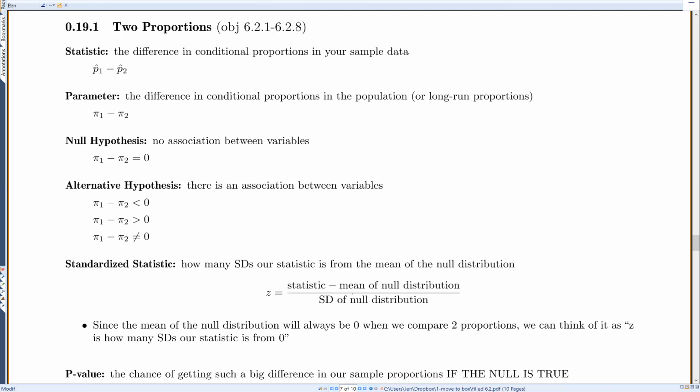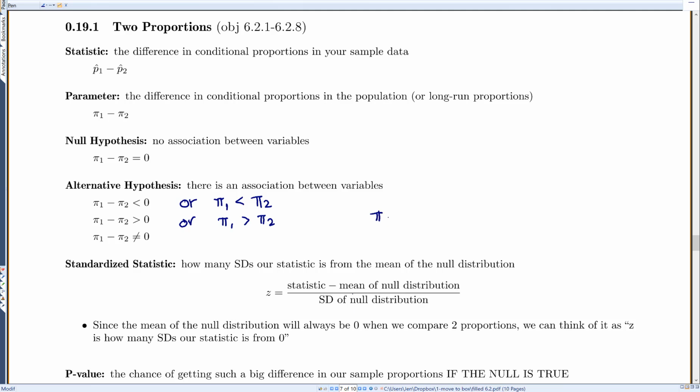The alternative is that there is an association, and it might be a less than 0, a greater than 0, or a not equal to. Now, sometimes you'll see it written like this. So instead of doing pi 1 minus pi 2 is less than 0, you could rearrange this, pretend you're in an algebra class. If you add pi 2 to both sides, you'll have pi 1 is less than pi 2. Sometimes that's a little bit easier for us to think about. Well, let's write out the next one. So like this next one, we can say, or pi 1 is greater than pi 2.